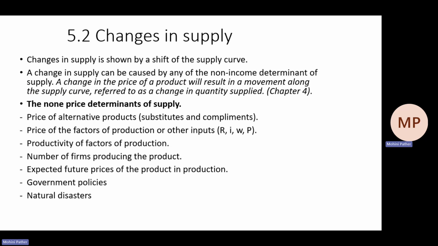If the wage rate increases in a country, it becomes more expensive to produce there, therefore you will have a shift in your supply curve. Then there is the productivity of those factors of production. In our country, we have a 35% unemployment rate, which means that we are not particularly productive with our factors of production. Okay. Then there is the number of firms that are producing a product.